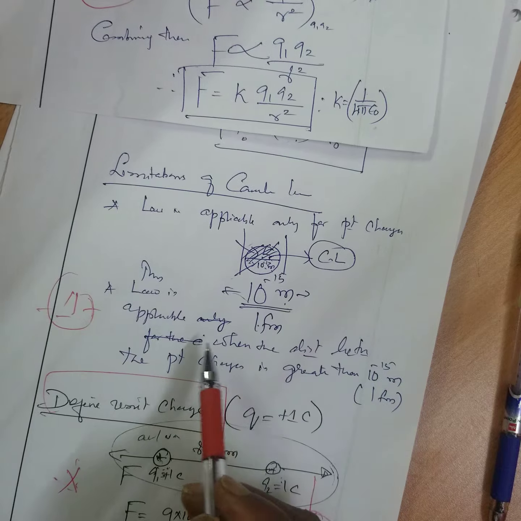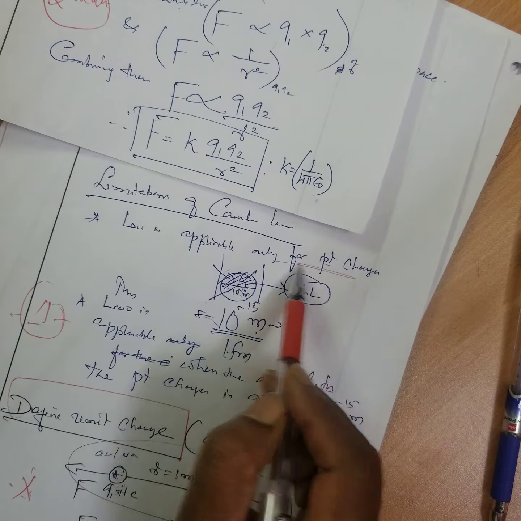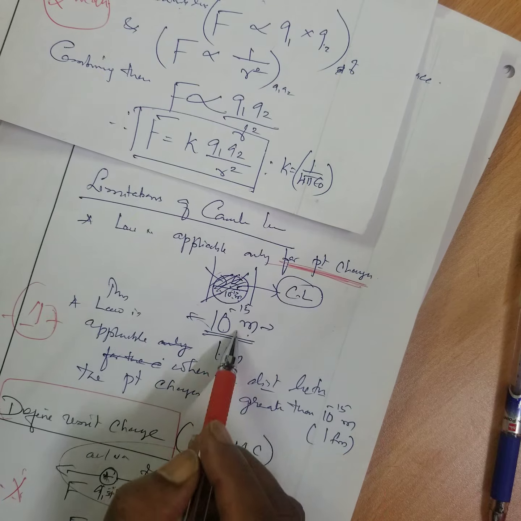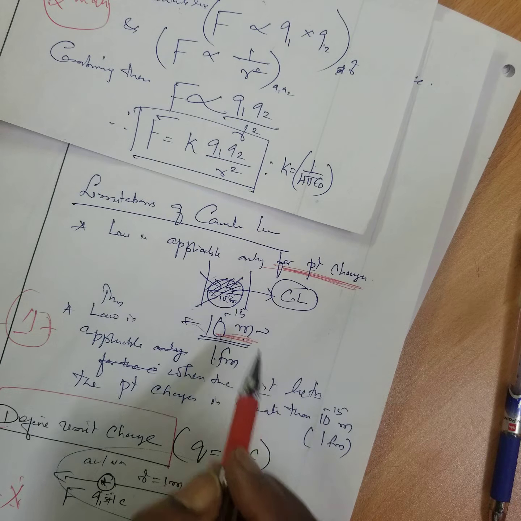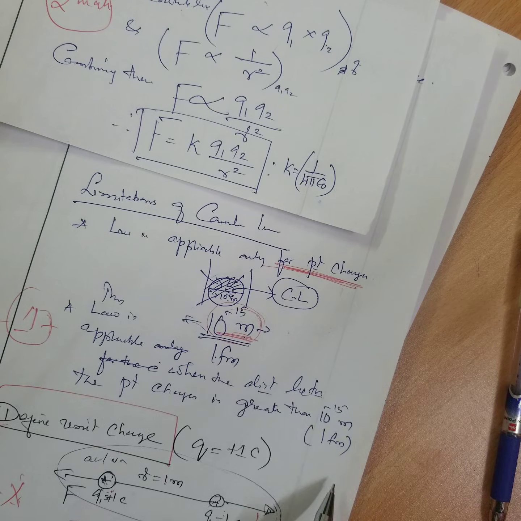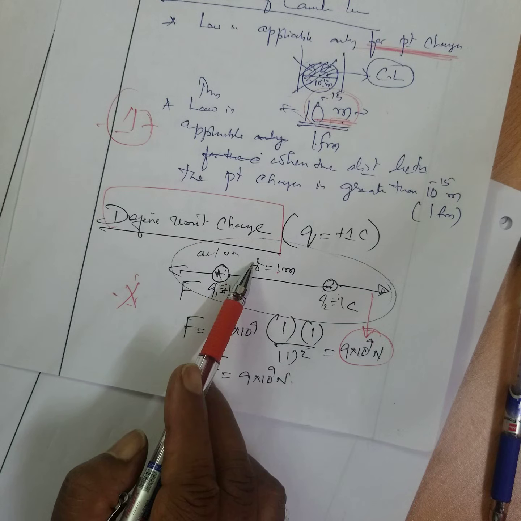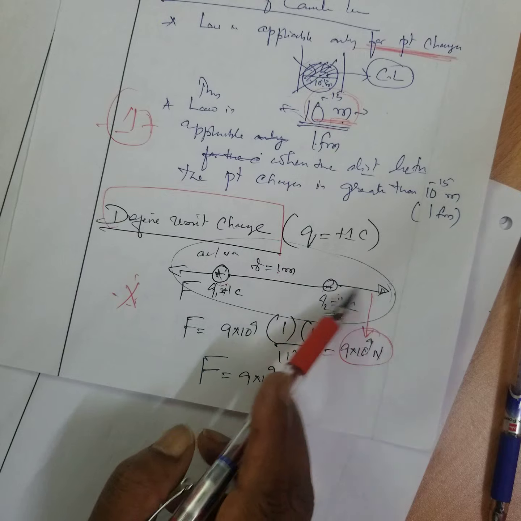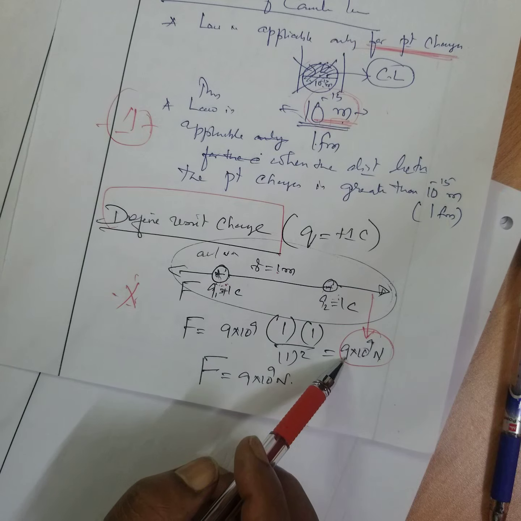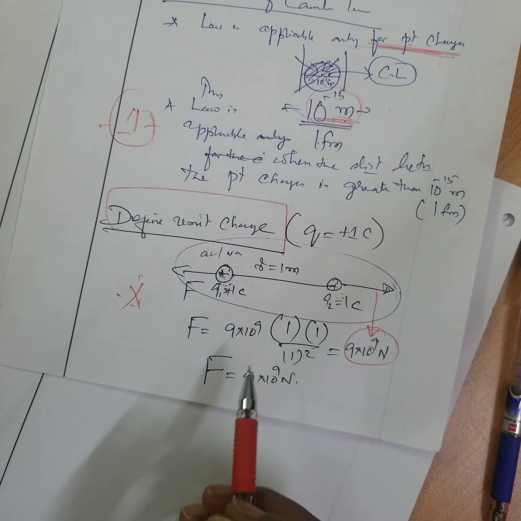What are the limitations? It is applicable only for point charges, and it is applicable only when the charges are kept more than a distance of 10 to the power of minus 15 meter. Then unit charge is that charge which, when kept at a distance of 1 meter from an equal and similar charge, would repel with a force of 9 into 10 to the power of 9 Newton in air or vacuum.